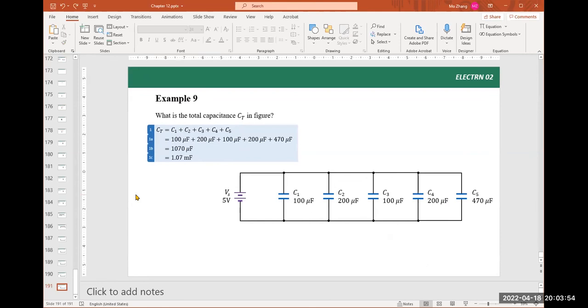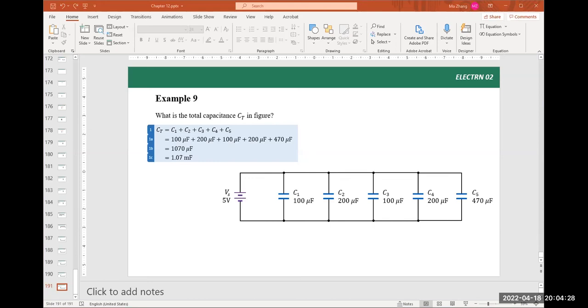So this is the end of this session, or the end of this chapter. Any questions? So this is the capacitor chapter. Let's see. We finished 2/3 of the chapters.